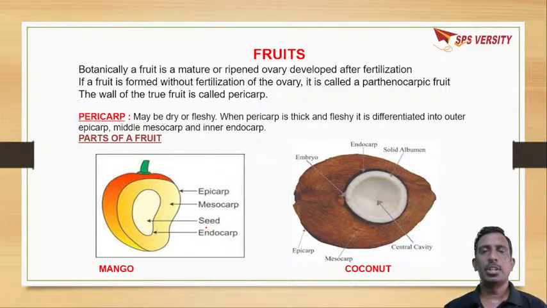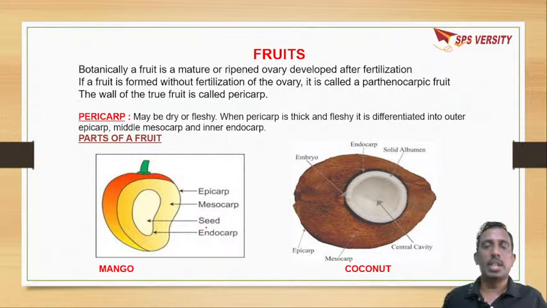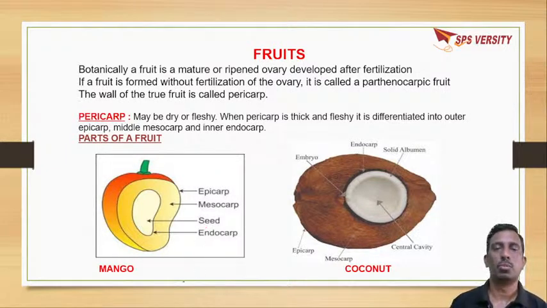Once fertilization is done, fertilization means the fusion of male and female gamete. What happens to the flower? There are a lot of changes in the flower. Once the fertilization is done, the ovary forms into fruit. So ovary develops into fruit, ovule into seed.